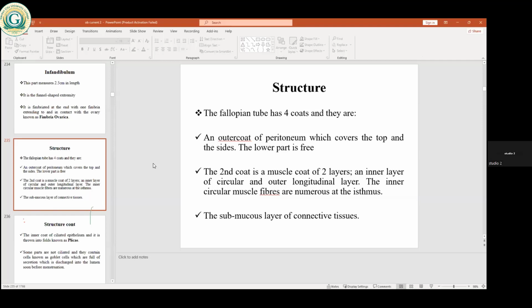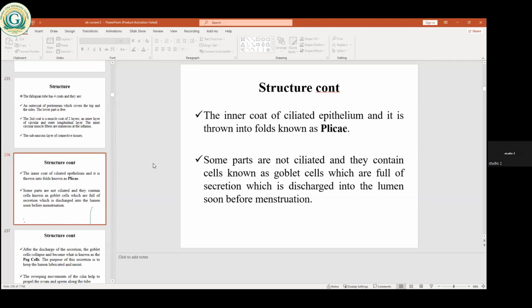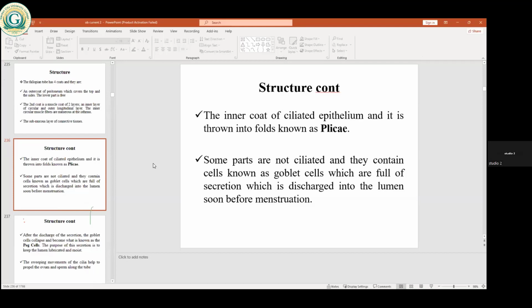Now, the most important thing I want to mention in the fallopian tube is that the mucosa is also thrown into folds, and we call it plicae. Don't forget, rugae in the vagina, arbor vitae in the cervix, and then we have plicae in the fallopian tube. Not every part of the fallopian tube is thrown into folds. Some parts are not thrown into folds.